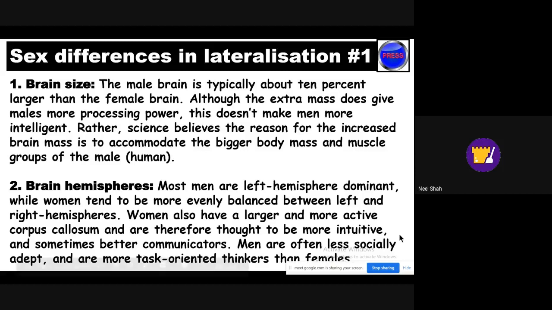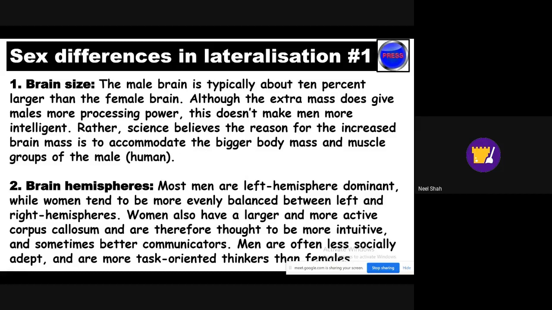So as I mentioned before, men generally tend to be left hemisphere dominant. Women tend to be more evenly balanced between left and right hemispheres. Women actually have a larger corpus callosum. And because of this, that makes them maybe more intuitive, better communicators. And men generally are less socially adept and more task-oriented thinkers than females. Yeah. So these are general differences you see, but of course there are individual differences. Not all men and women follow this kind of pattern.